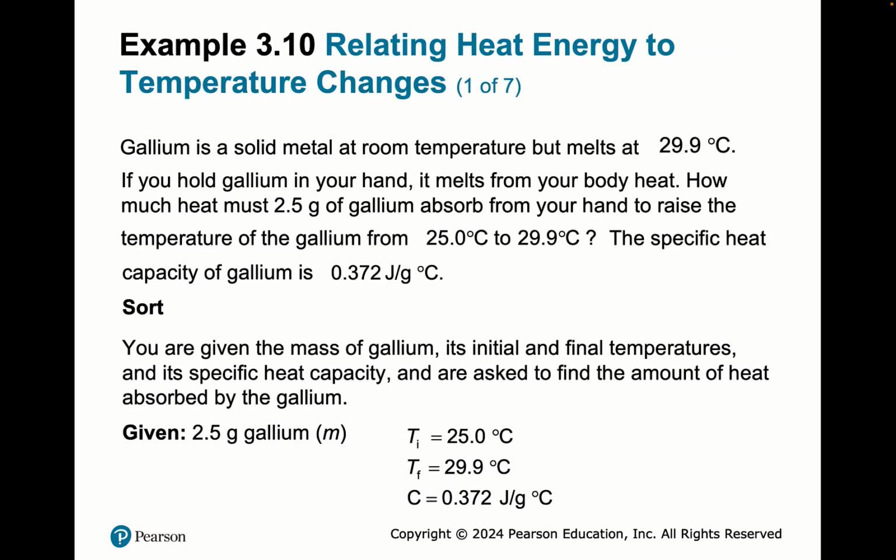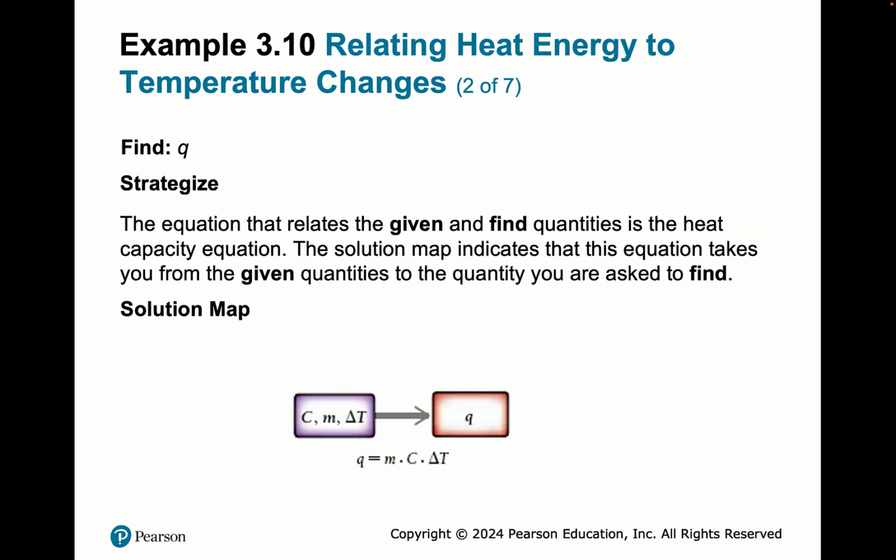So let's look at relating heat energy to temperature changes. Gallium melts at 29.9 degrees Celsius. If you hold it in your hand, it melts from your body heat. How much heat must 2.5 grams of gallium absorb from your hand to raise the temperature of the gallium from 25 Celsius to 29.9 Celsius? The specific heat capacity is 0.372 joules per gram degree Celsius. You have to use the equation Q equals mc delta T, with c being the specific heat capacity.